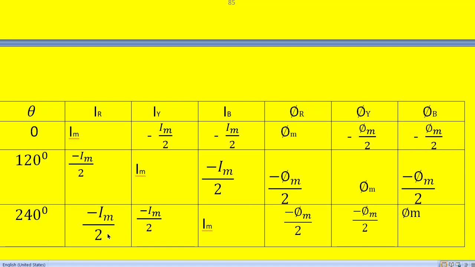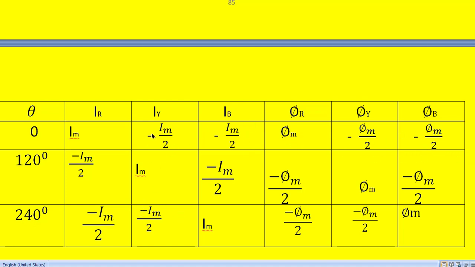R phase is reaching half the maximum value in the negative direction. Y phase is also reaching half the maximum value but in the negative direction. And B phase is reaching maximum current in the positive direction. And their corresponding fluxes we can also see here. For R phase, it becomes minus phi m by 2. For Y phase, it becomes minus phi m by 2. For B phase, it becomes phi m. These are the individual fluxes produced by the individual phase currents in the stator.